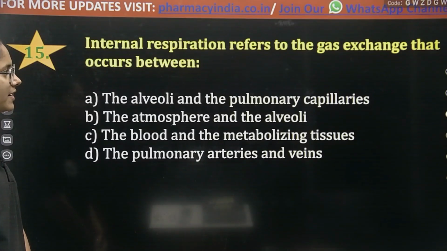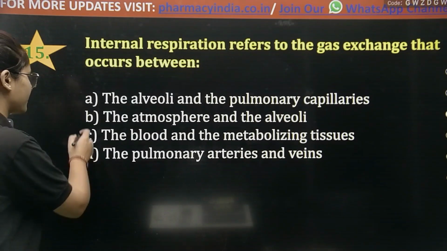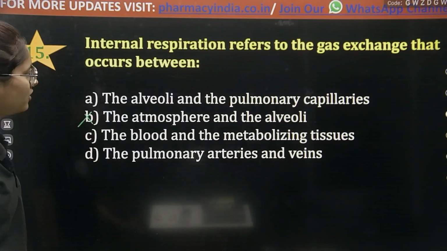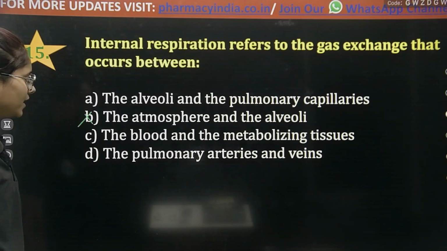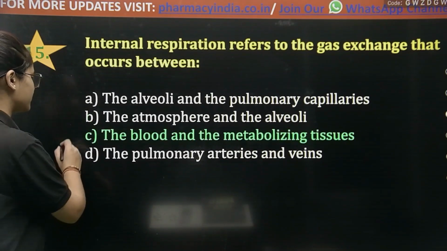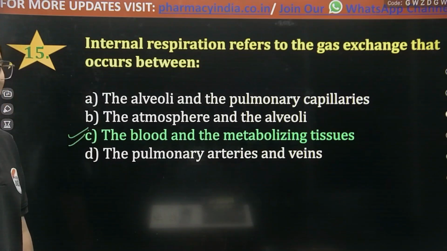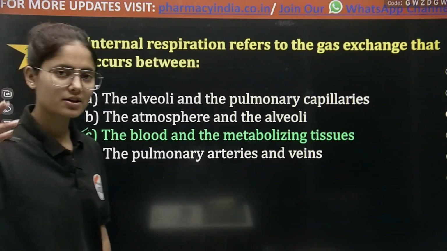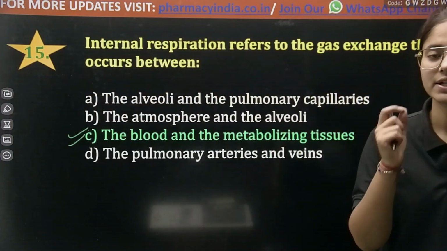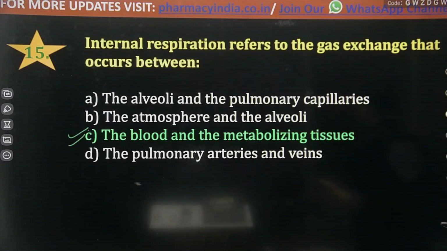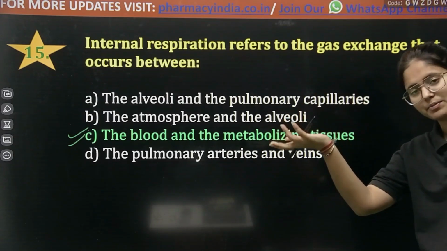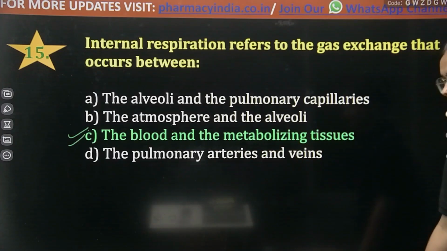Internal respiration refers to the gas exchange that occurs between the alveoli and the pulmonary capillaries, the atmosphere, and... no. The question is asking about internal respiration: between the blood and the metabolizing tissues. The correct option is C. The exchange that occurs between the blood and the tissues is known as internal respiration. And external respiration occurs between the atmosphere and your lungs.